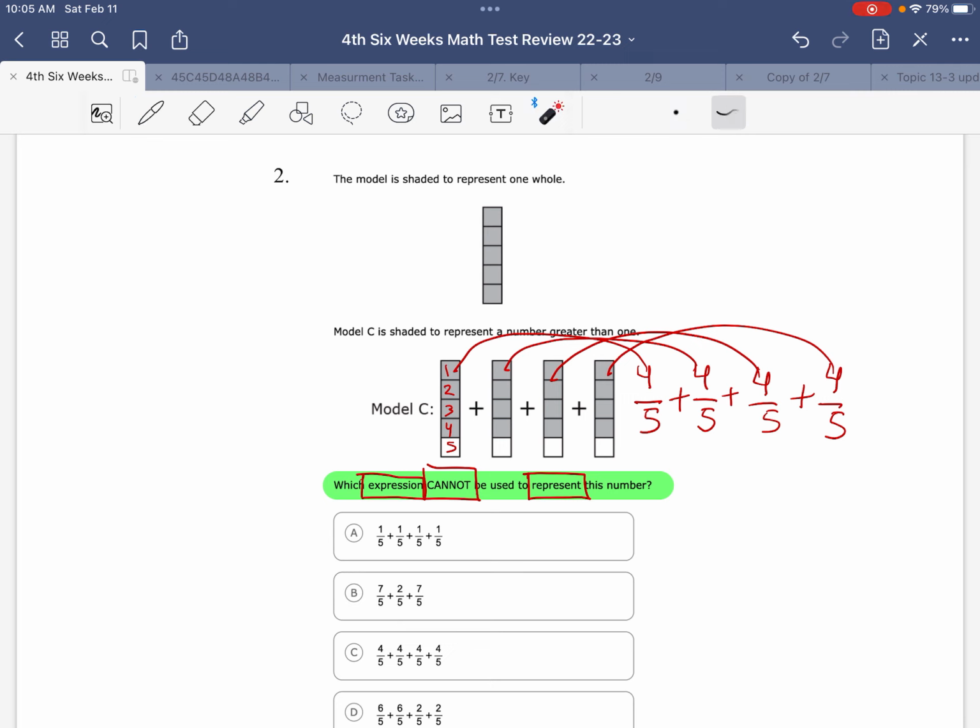Now it says an addition sign in between them. So I'm going to be adding these fractions. Okay, again, the denominator never changes, and I just add my 4s. So 4, 5, 6, 7, 8, 9, 10, 11, 12, 13, 14, 15, 16. So I have 16 over 5, okay? So I need to keep that in my mind, 16 over 5.